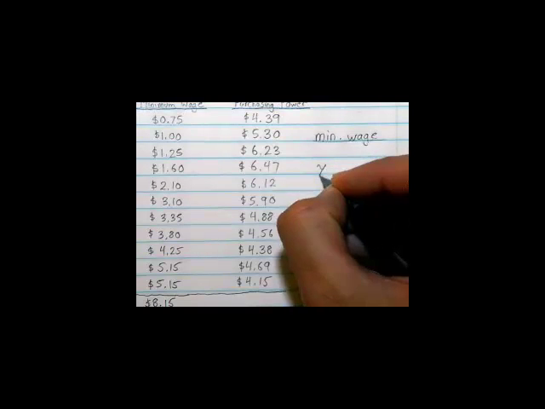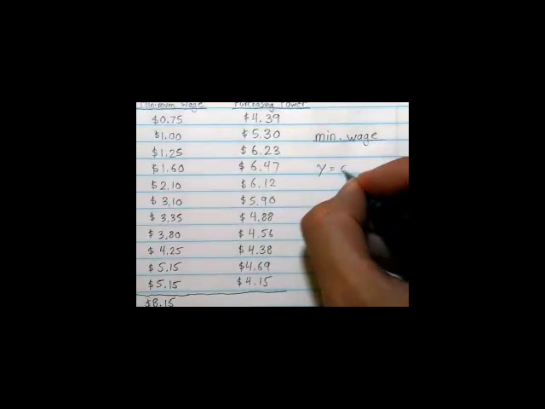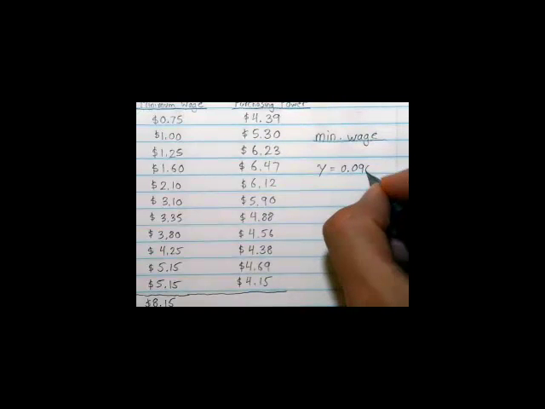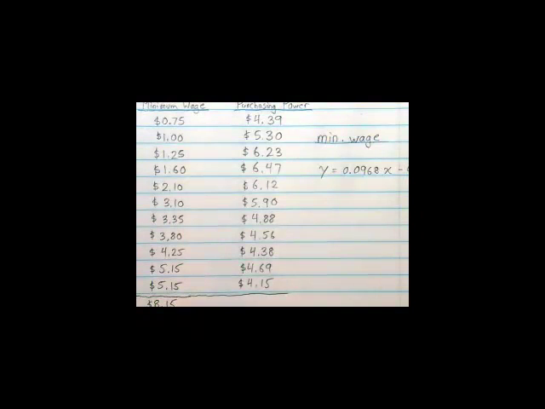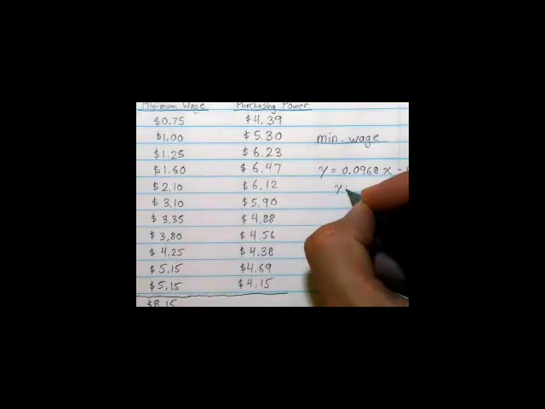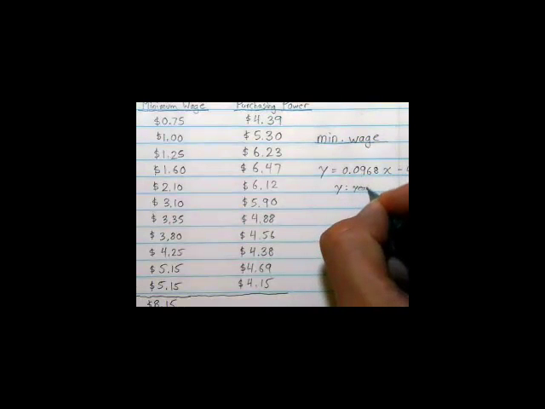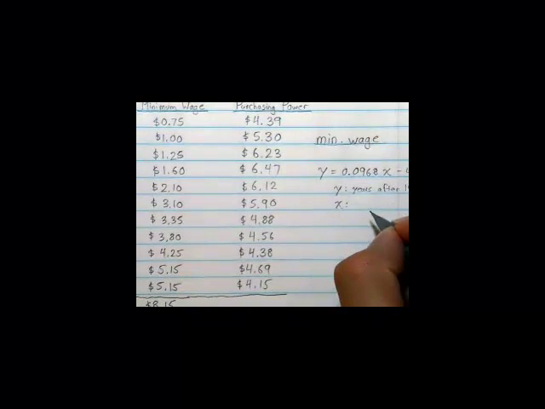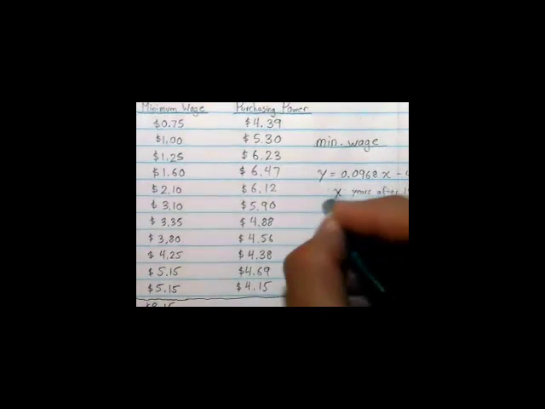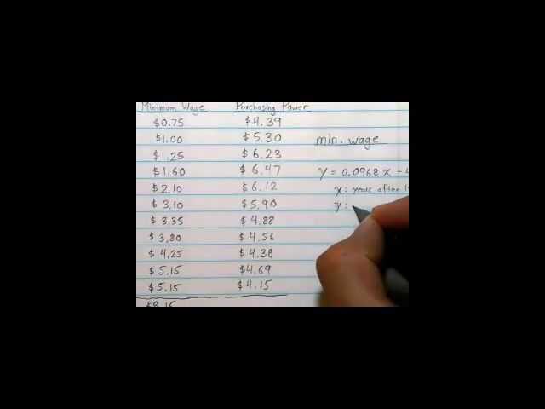So for the minimum wage, it would be Y equals 0.0968. I'll take it out 4 decimal places. That's usually pretty safe, but I wouldn't go any further than that. And then minus 4.8818. And for that one, X represents years after 1900, because remember we used 55 for 1955, and we used 60 for 1960, and all of that. So that's years after 1900, and then Y would be the minimum wage.